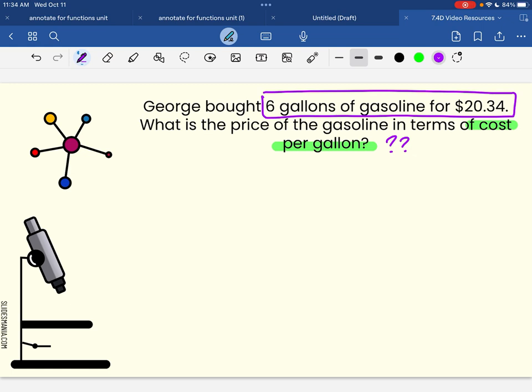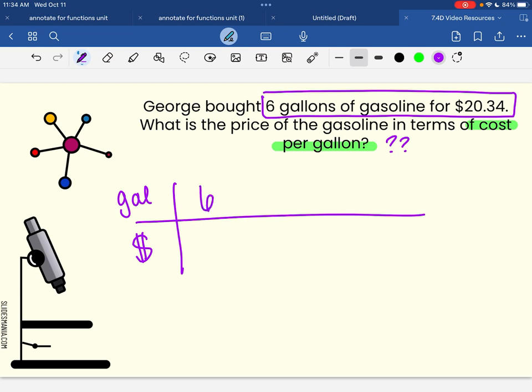Since I know that the unit rate has to be equivalent to the given ratio, I'm just going to make a ratio table. The two things that I'm comparing are gallons and money. I know that I can get 6 gallons for $20.34. But they want to know the cost per 1 gallon. So I want to know 1 gallon. I see that I can scale down from 6 to 1 by dividing by 6. So I'll scale down $20.34 by also dividing by 6.